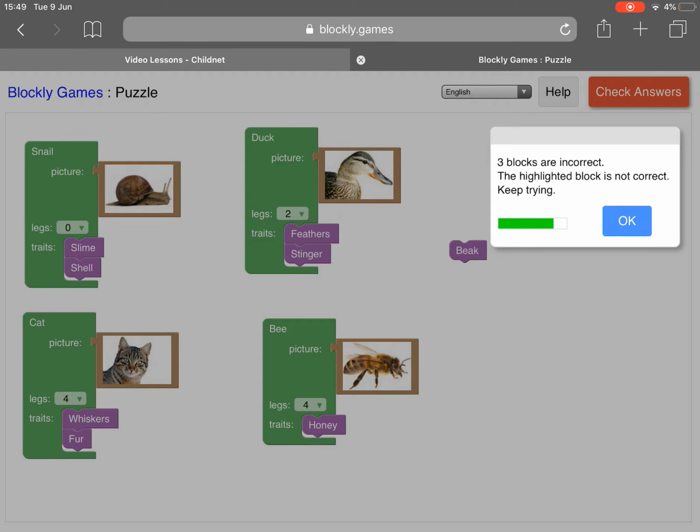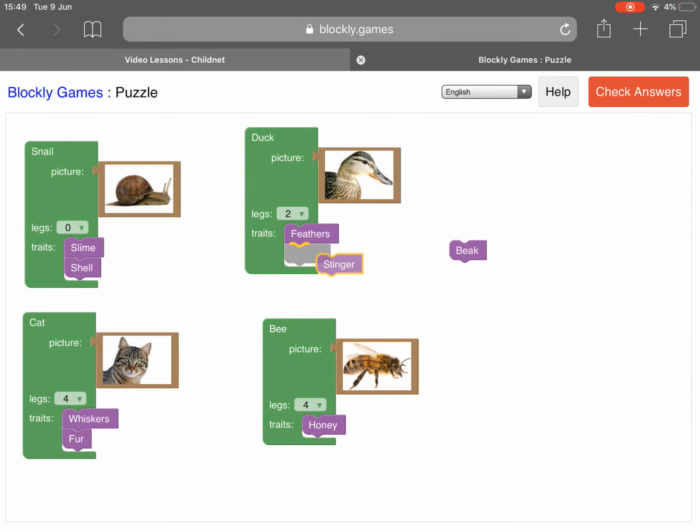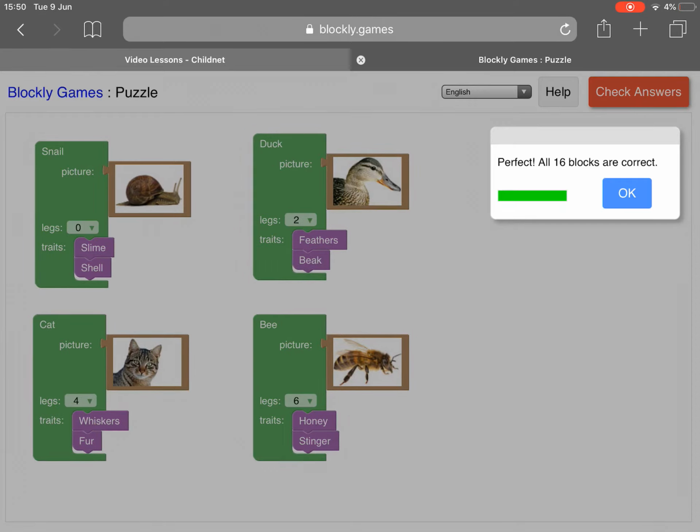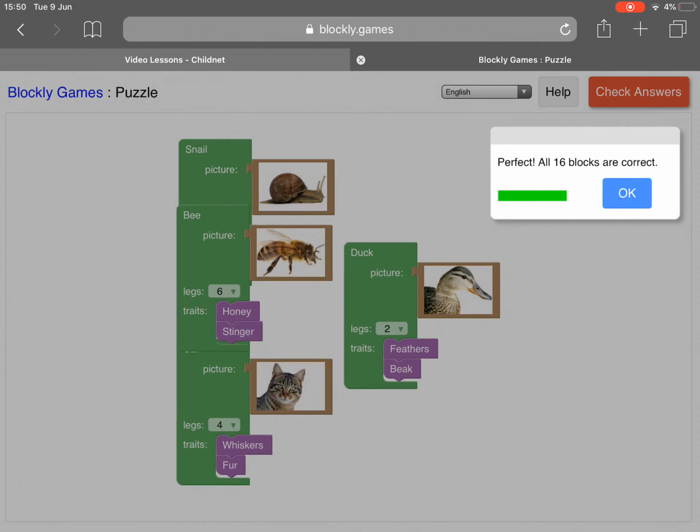So 3 blocks are incorrect. So the beak. Yeah, the reason it's 3 is because that one is in the wrong place. That's got to be there. So that's 1 mistake. But because that was in the wrong place, it also messes this up. So that's 2 mistakes. And then the bee's got 6 legs. So hopefully that will be right. Check answers. And then it moves them around beautifully.